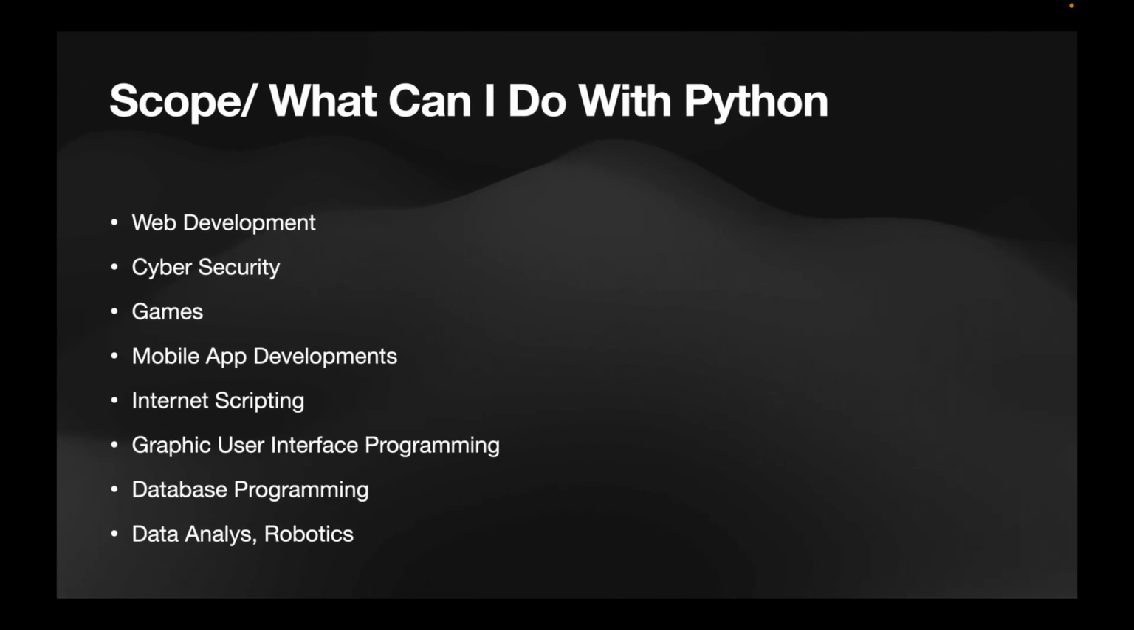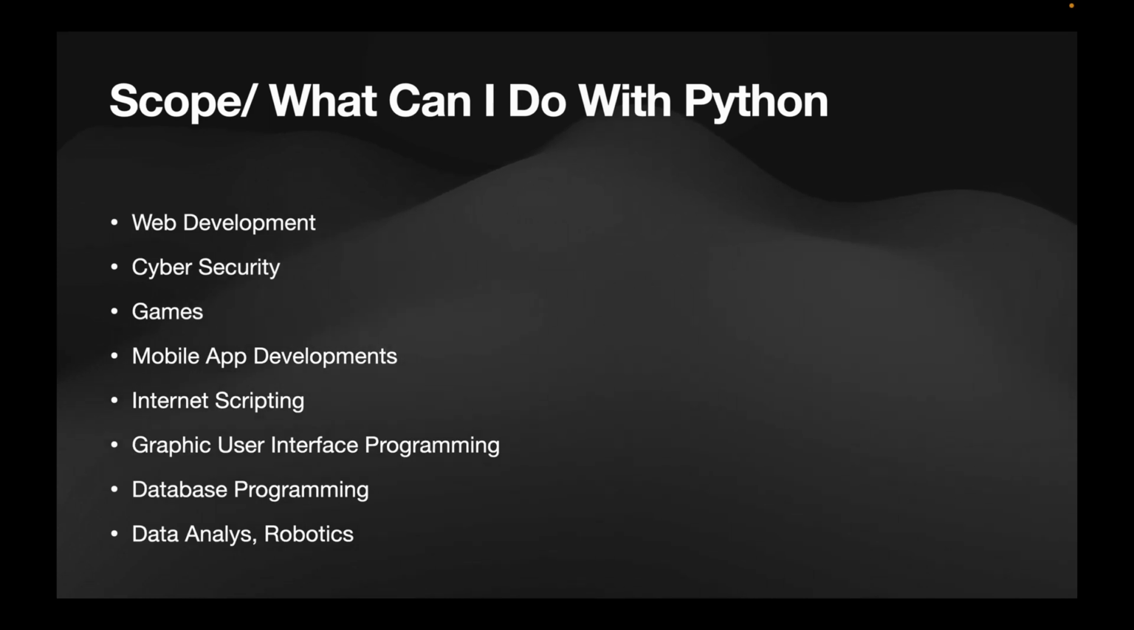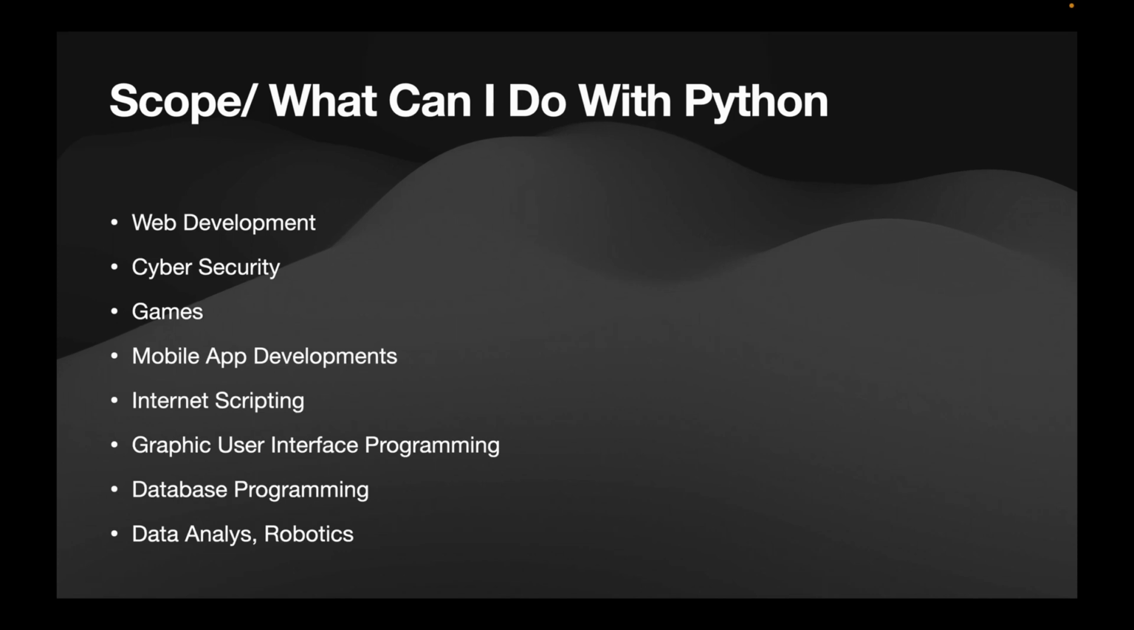Okay, we're saying web development, cyber security. Python is used for making games, and it's used for mobile app development. We'll talk about the difference between a website and an app; I'm sure you know about that. It's also used for internet scripting. With time we'll understand everything. Graphical user interface programming, database programming, data analysis and robotics. It's also used for machine learning.